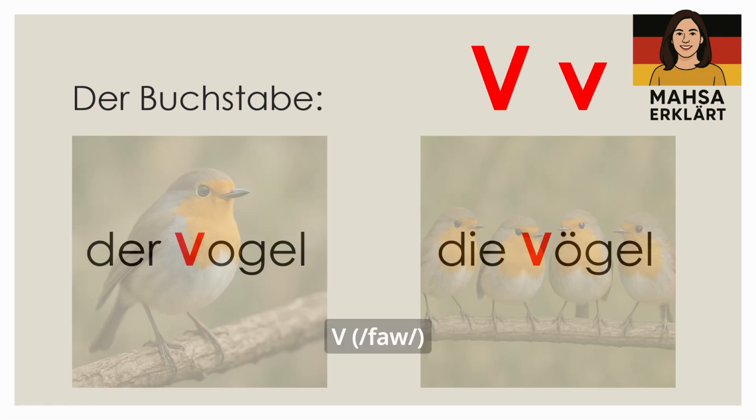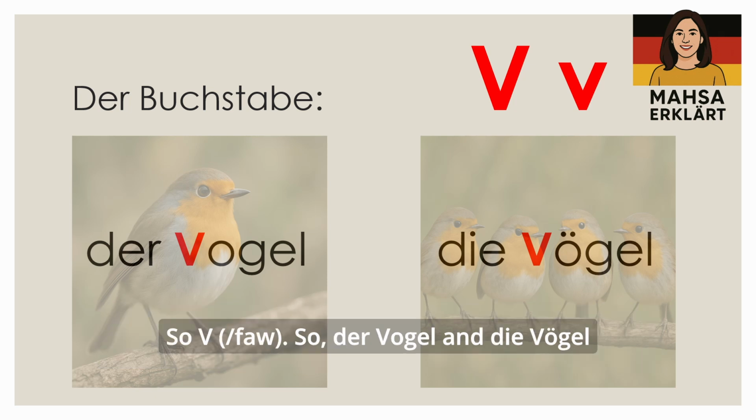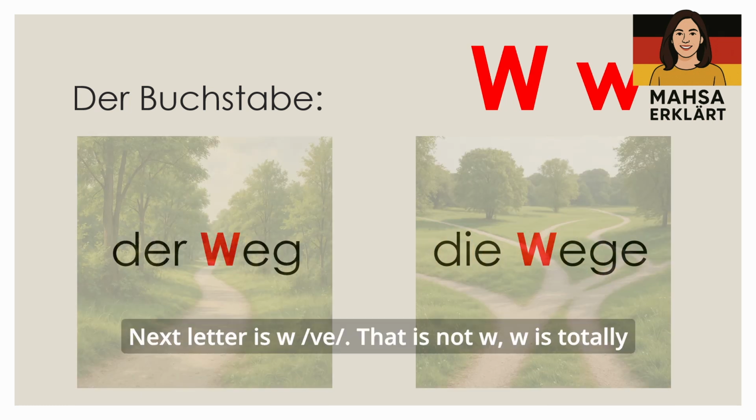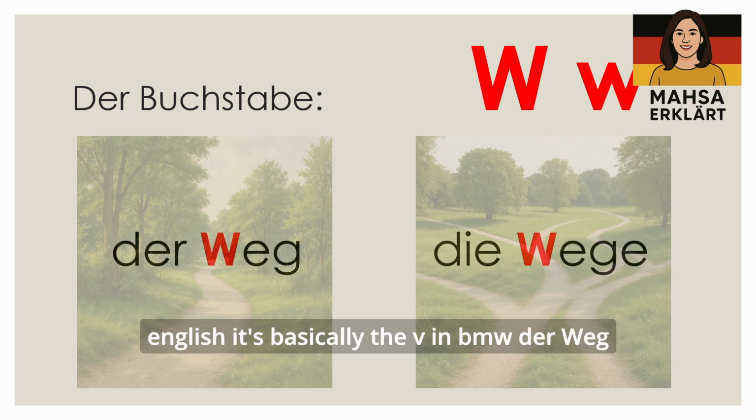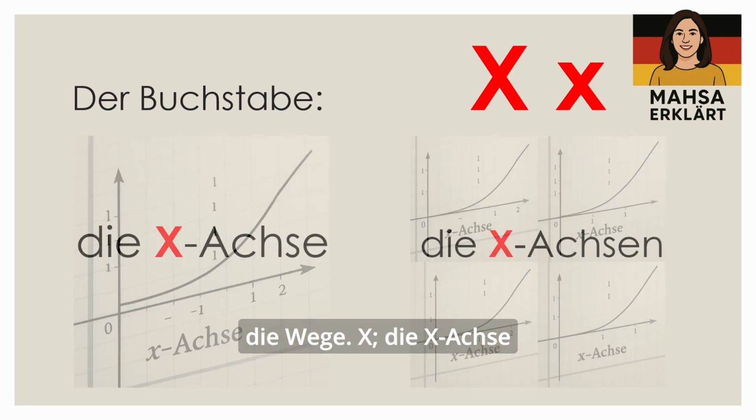V. That is not V, that is V. V is English and this is German, so V. So der Vogel and die Vögel. Next letter is W. That is not W. W is totally English. It's basically the V in BMW. Der Weg, die Wege. X.